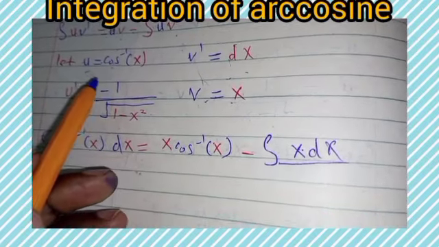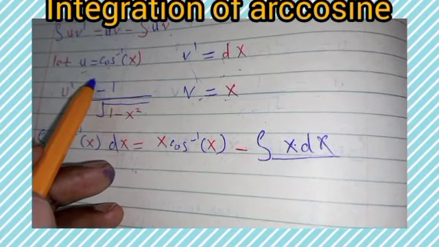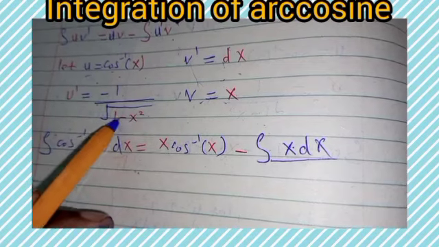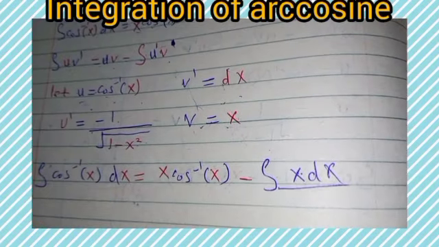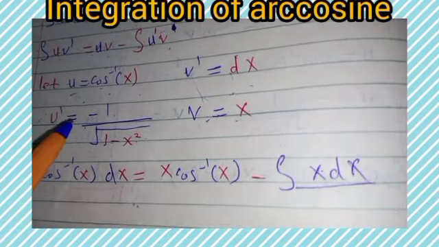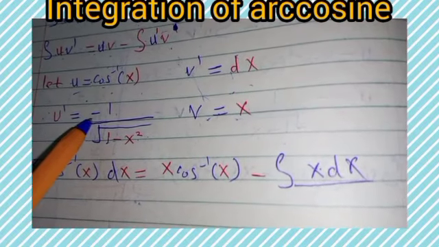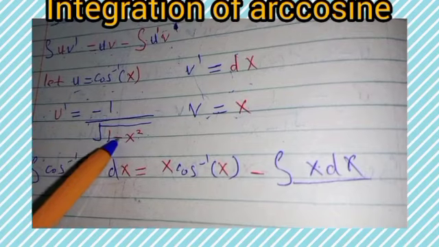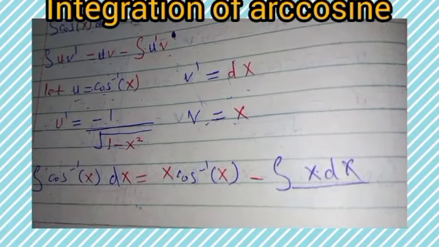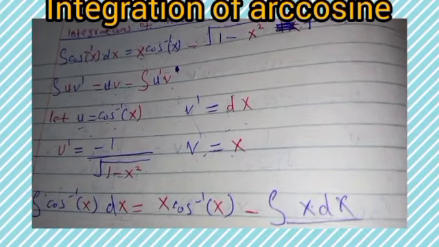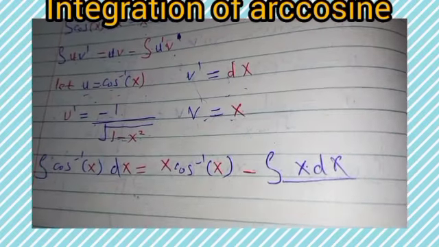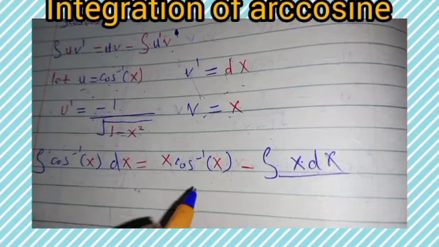Now when you differentiate cos inverse of x, we will get -1 divided by square root of 1 minus x squared. To know how we arrive at u prime being equal to -1 over square root of 1 minus x squared, you can check my YouTube channel at Look Aaron 1, and you are going to see how we obtain that value in a simple step method.